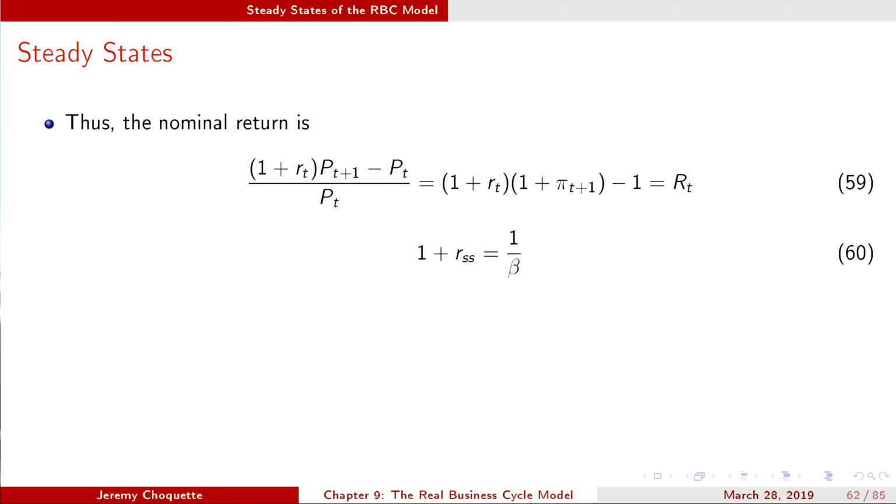Why did I subtract 1 from that? Well, if you look at the Fisher equation, 1 plus the real rate times 1 plus inflation equals 1 plus the nominal interest rate. So I just subtracted 1 from both sides. And that tells me in the steady state, if we have this interest rate that is time variant, 1 plus that interest rate in the steady state is equal to 1 over beta, which, remember, is just 1 plus rho. So 1 plus the real rate of interest is equal to how impatient we are.